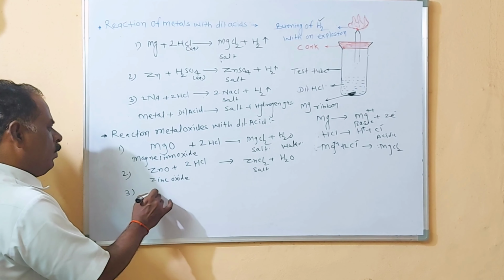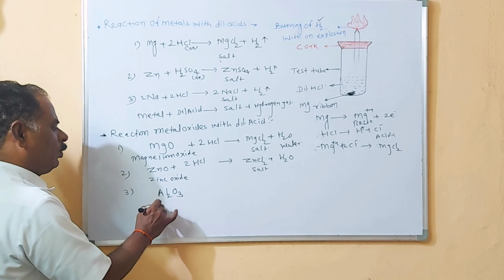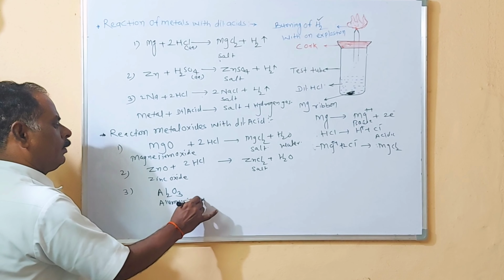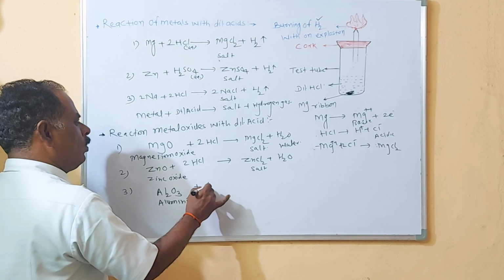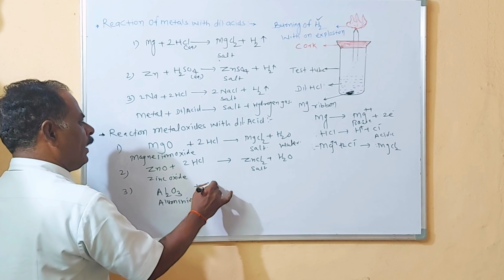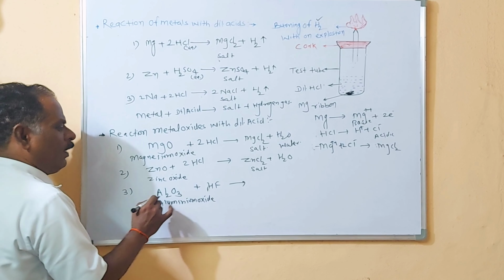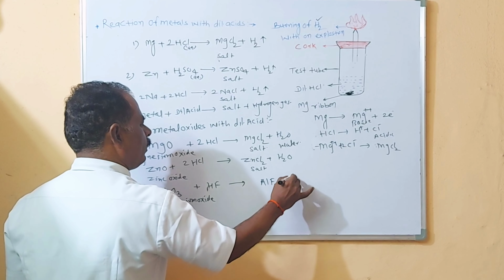Now the third example, aluminium oxide. The formula of aluminium oxide is Al2O3. Aluminium oxide reacts with the next acid, dilute hydrofluoric acid, HF. The hydrofluoric acid formula is HF. It forms aluminium fluoride, AlF3, plus H2O.